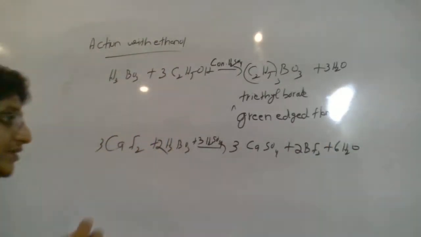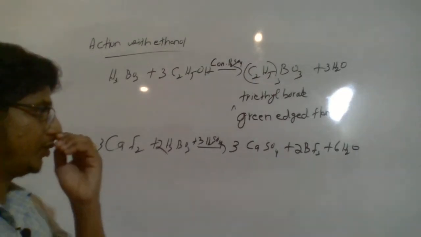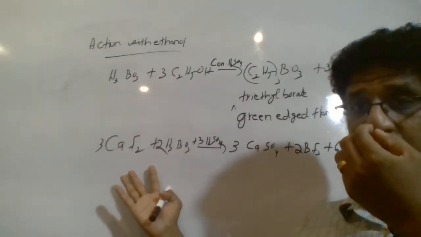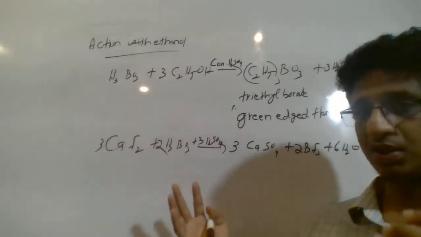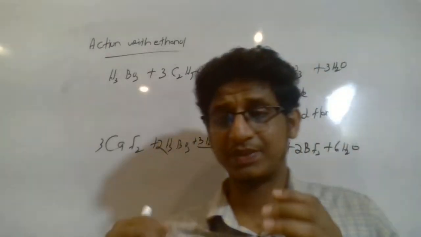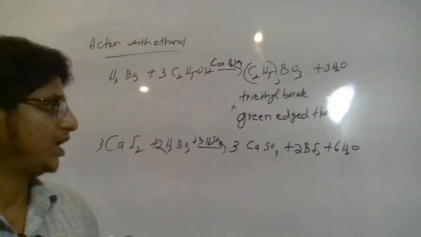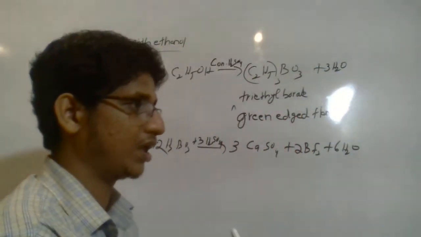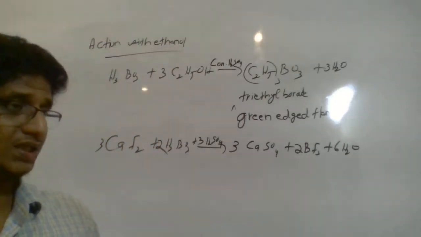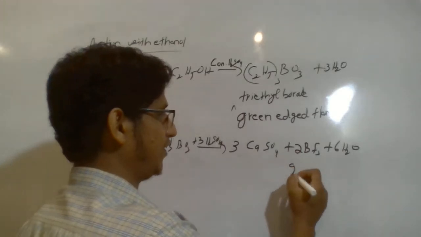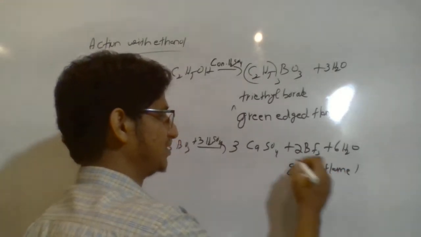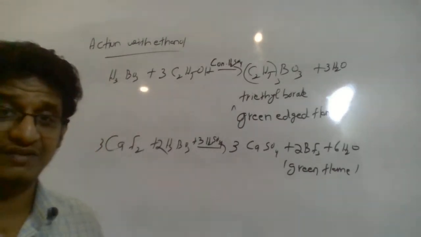So here is what you do. You take a watch glass and mix calcium fluoride, which is solid, and orthoboric acid, which is also solid. These two are made into a paste in the presence of concentrated sulfuric acid. When you show that paste to a non-luminous flame, it burns with a green flame. You will observe this due to the formation of boron trifluoride.